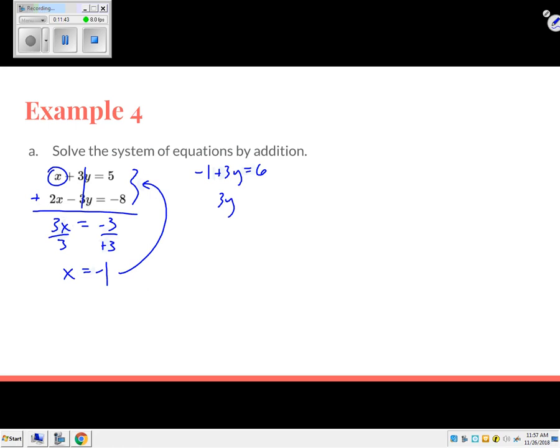Add 1 to both sides, which I already did in my head. Stuff gets me a little excited sometimes, I guess. Divide by 3, and I get my answer. If I was to graph these two straight lines, they would cross at the point negative 1, positive 2.